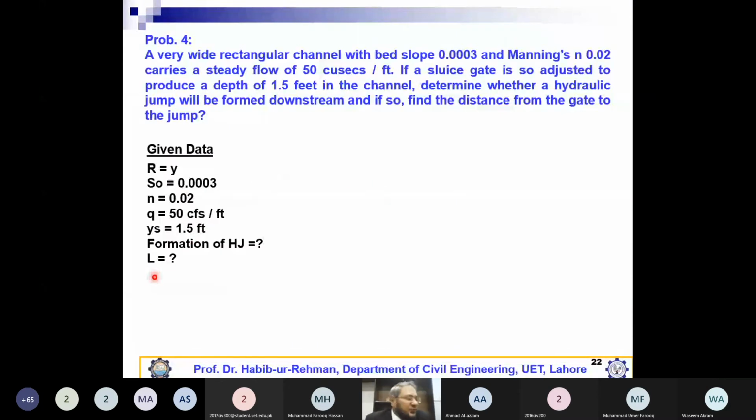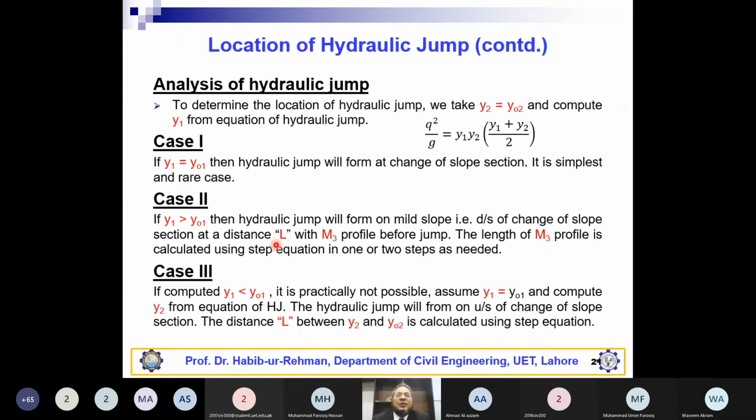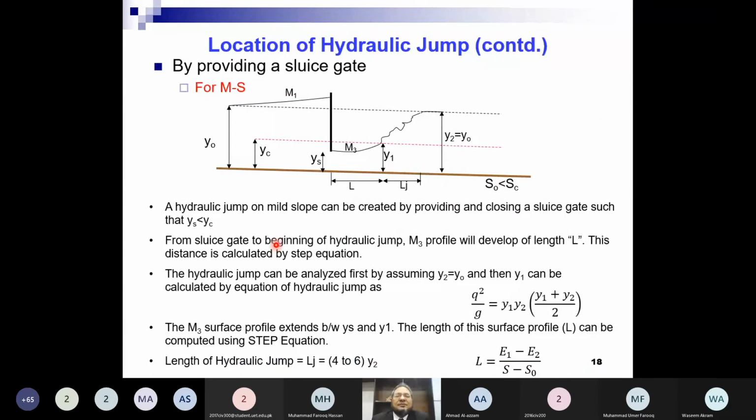So now we have to solve this problem. And how can we solve this problem? First of all, we should address this part, formation of hydraulic jump. And how can we check that a hydraulic jump will form? Yes, can anybody help me? We should compute, we have to check yc. Yes. And the opening we know, we will compare and then we can tell.